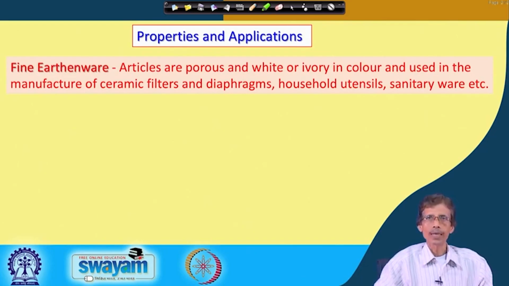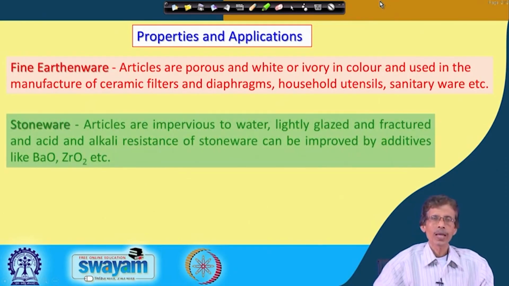Then we know that the kitchenwares or the household utensils also we can have out of these earthenwares, and the sanitary wares are also very much useful out of this particular fine type of earthenware. Then another variety which is very much similar to your stone variety.